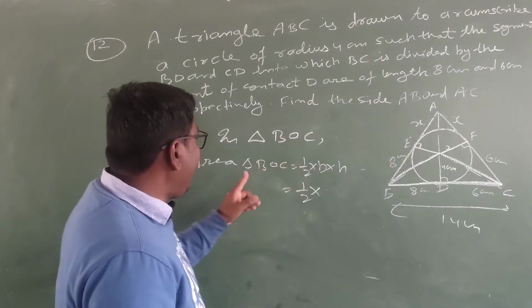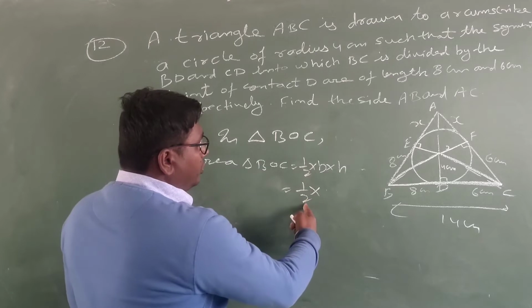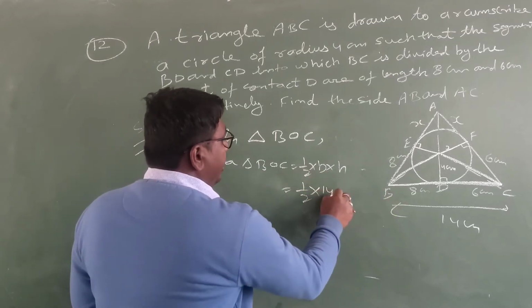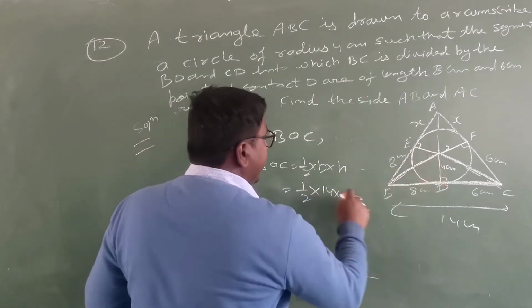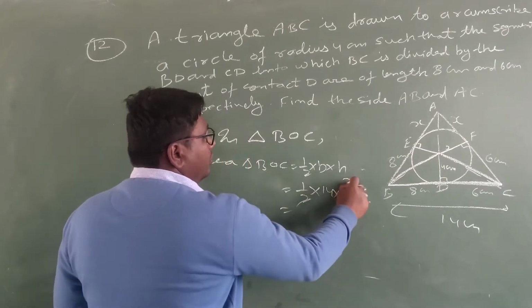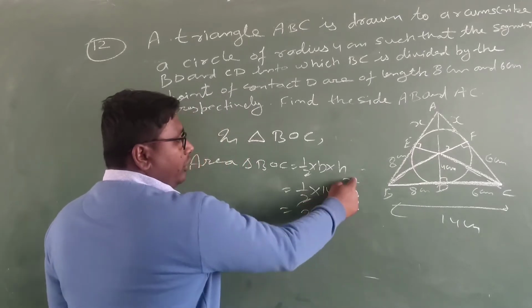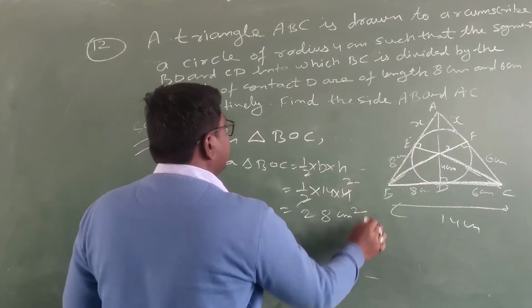We are getting the area: half into base into height. Sorry, the base will be 14 and the height is 4. So 2 2s are 4, and this will be 14 into 2, which is 28 centimeter square.